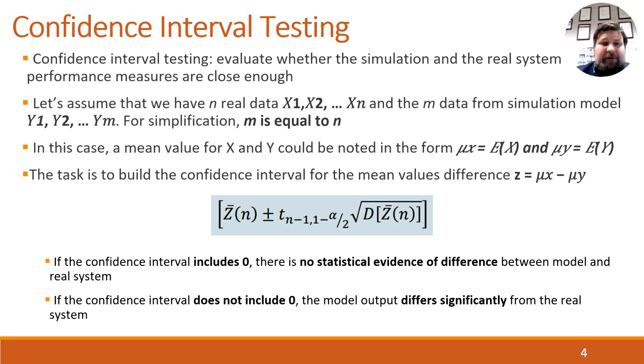So if you feel that statistical hypothesis testing is too complex, I would propose to see one more test, which is called confidence interval testing. A confidence interval test checks if the model and real system are close enough. So we compare the mean of real data with the mean of simulated data by building a confidence interval for their difference. The key rule is really very simple. If the interval includes 0, there is no statistical evidence of a difference. If the interval does not include 0, the model differs significantly from reality. This is a really simple rule.